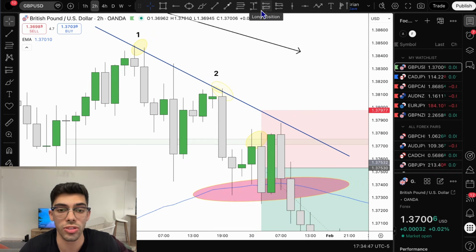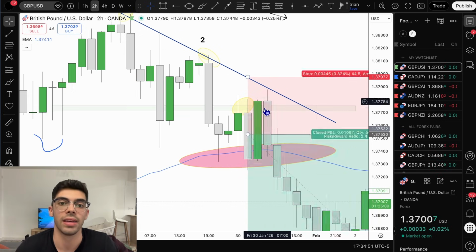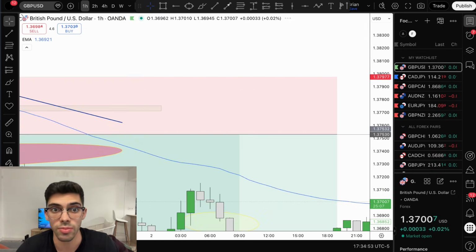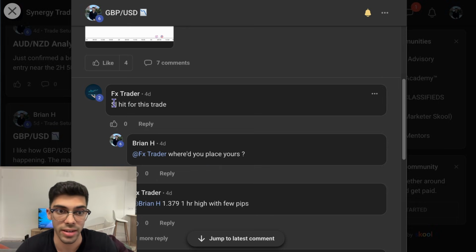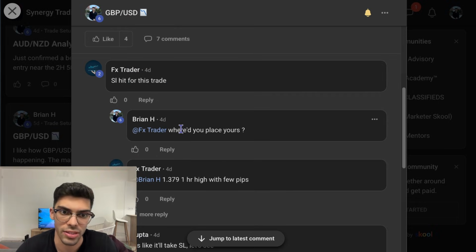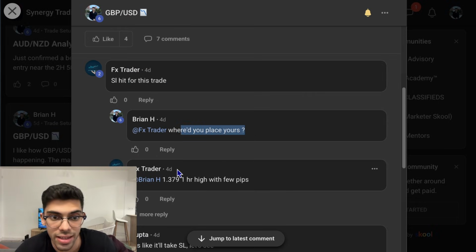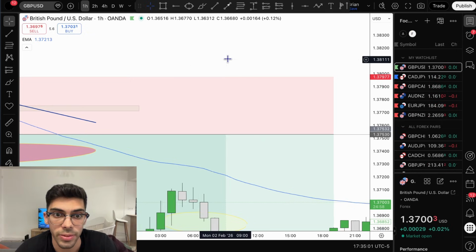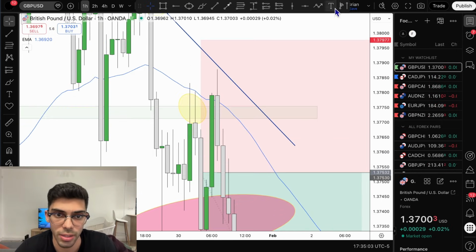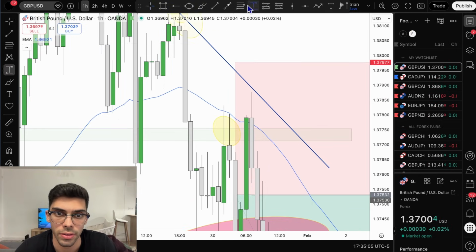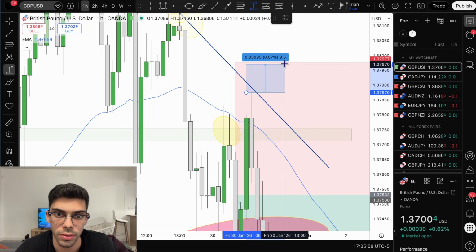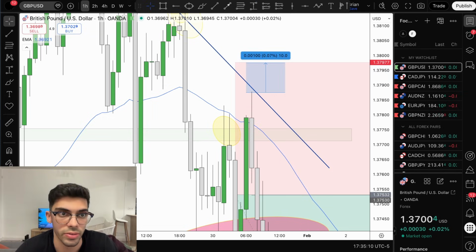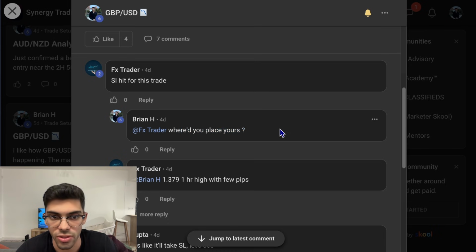All you simply want to do for a sell is wait for the market to pull back. Obviously, entering in there, we had some drawdown. Someone said here their stop loss got hit. I was like, where'd you place yours? Because mine didn't get hit, not even close. You can see here how far the stop loss was from price. Well, okay, 10 pips, I guess it did get pretty close, but it was still 10 pips.